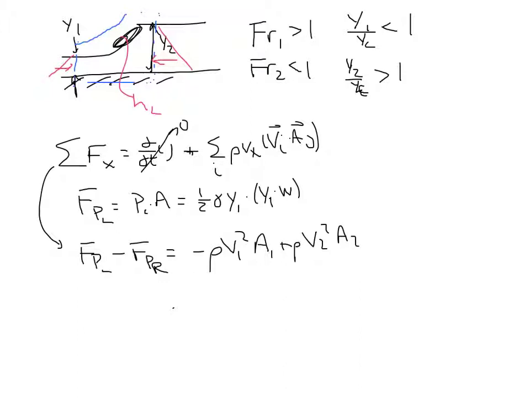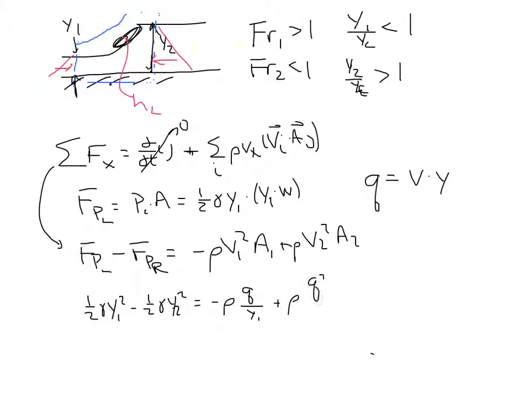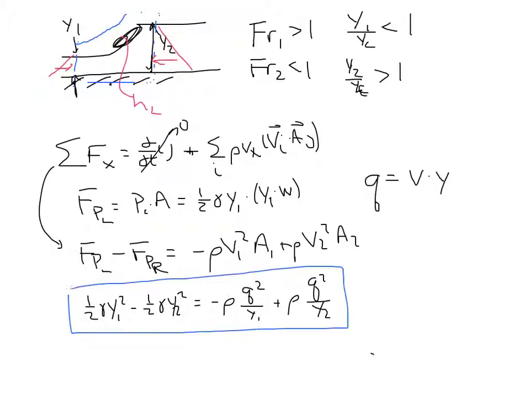Making the substitution for the pressure forces and dividing by the width, and noting that Q is equal to the flow per width, so that velocity times depth is equal to Q, allows us to rewrite this equation as 1/2 gamma y1 squared minus 1/2 gamma y2 squared is equal to minus rho Q squared over y1 plus rho Q squared over y2. Now this equation may not be particularly obvious how to solve.